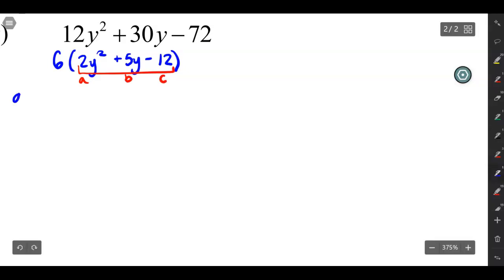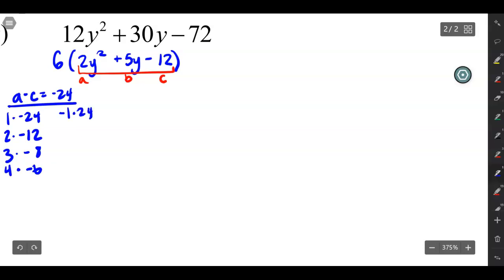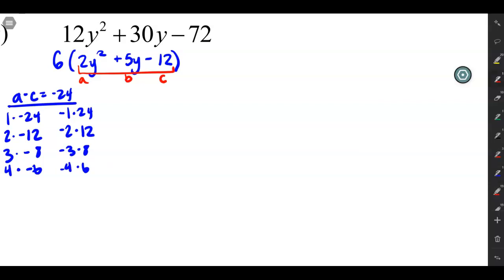So I'm going to do my A times C over here. A times C is equal to negative 24. So you're looking for numbers that multiply to negative 24 that add up to 5. So I'm going to make the whole list here. If you can find the numbers without making the list, by all means, just find the numbers. For some of us, it helps to just write out the list just so we can see what all of our options are. Of those pairs of numbers, I'm looking for which pair adds up to give me a positive 5, which is my B value. So I have negative 3 and 8.